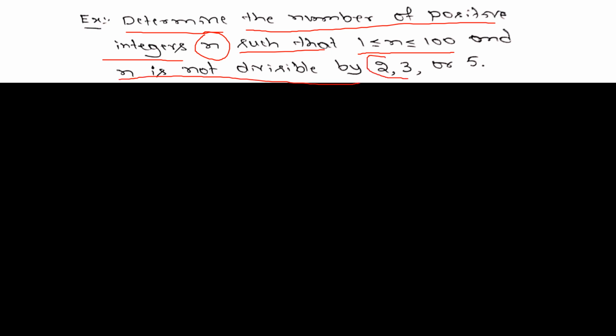So we need to find all positive integers between 1 and 100, inclusive of 1 and 100, in such a way that n should not be divisible by any of these three. That means n is not divisible by 2, n should not be divisible by 3, and n should not be divisible by 5. That means n should not be a multiple of any of these three.